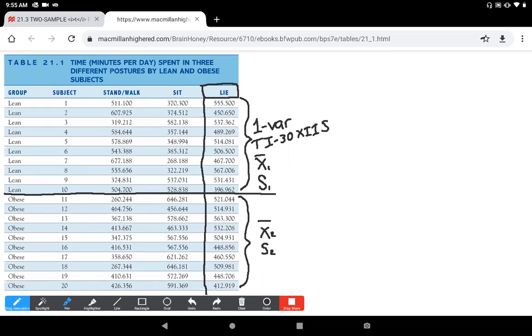Okay, so our four-step process is to state the problem, plan the problem, solve the problem, and make a conclusion for the problem, right? So let's take a look at stating the problem. Does the average time lying down differ between obese people and lean people? That's our problem. That's what we're asking ourselves.